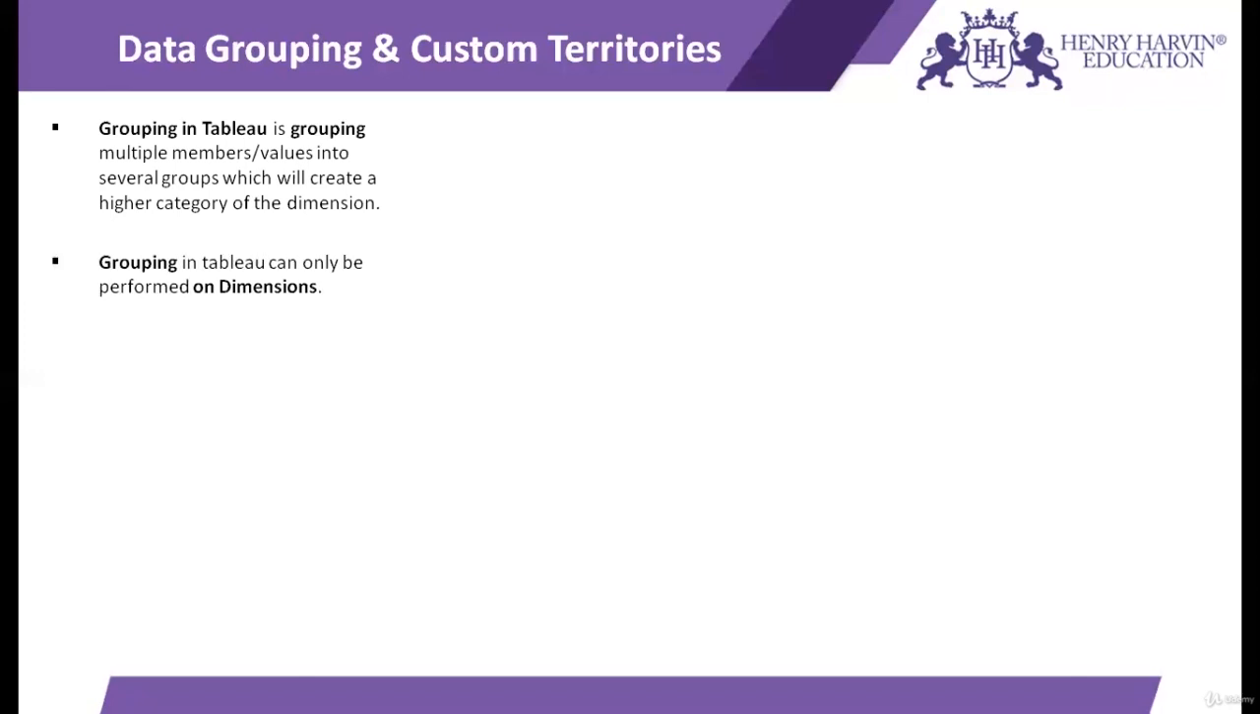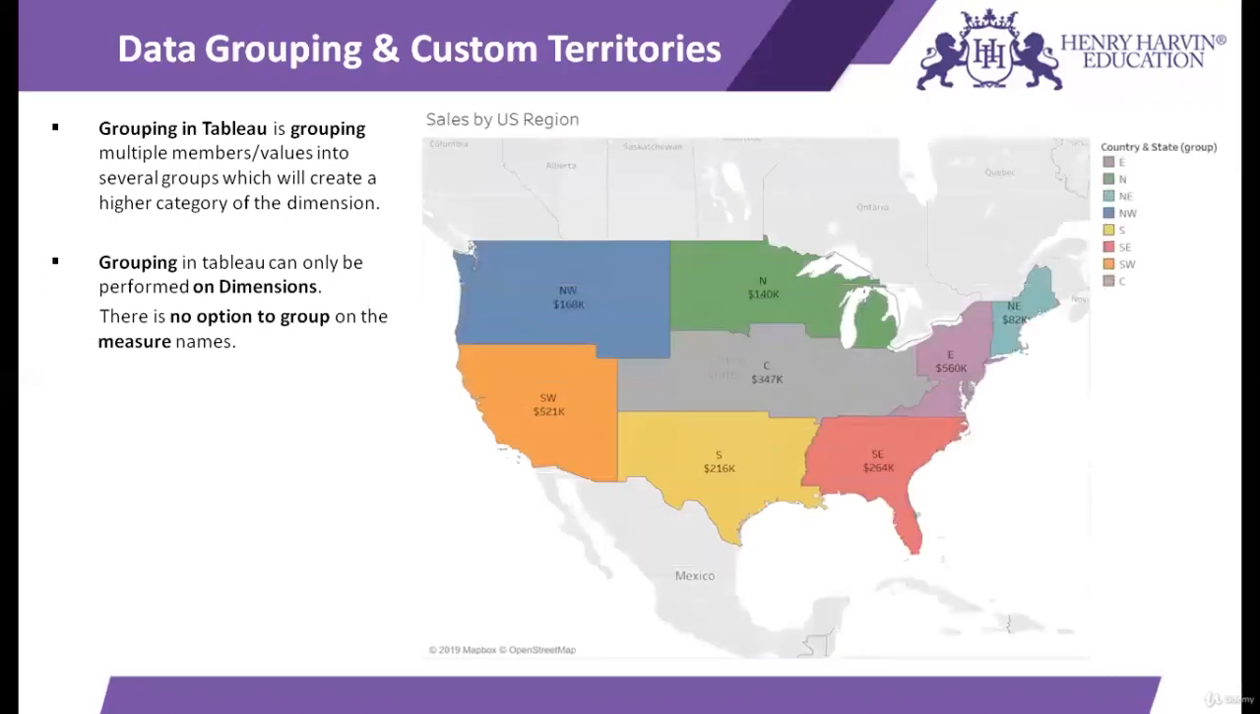Grouping is only applicable on the dimensions of the dataset, that is the discrete variables. It is not applicable on continuous variables, that is the measures. Over here, this is the map of the 49 states of US, and we have grouped it broadly into 8 categories. For each of the 8 groups created out of the 49 states of US, we are showing the total sales.